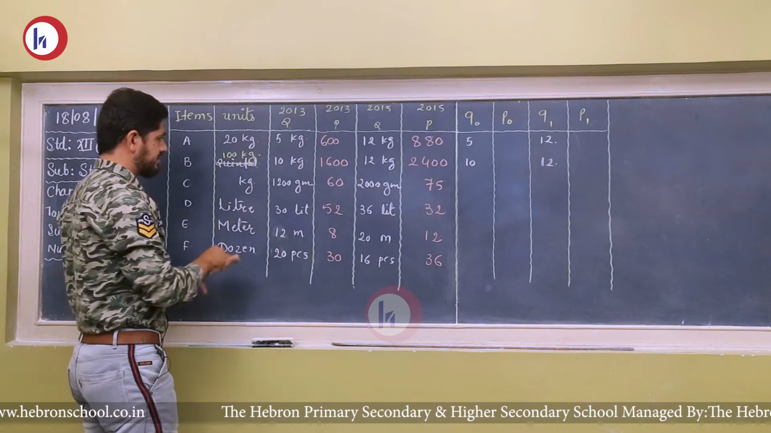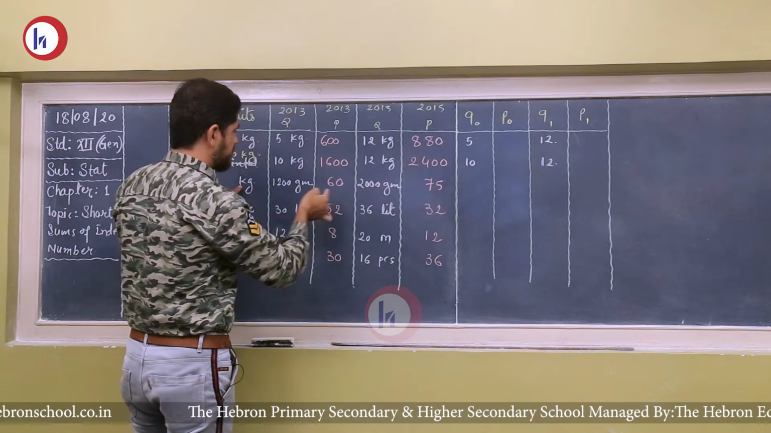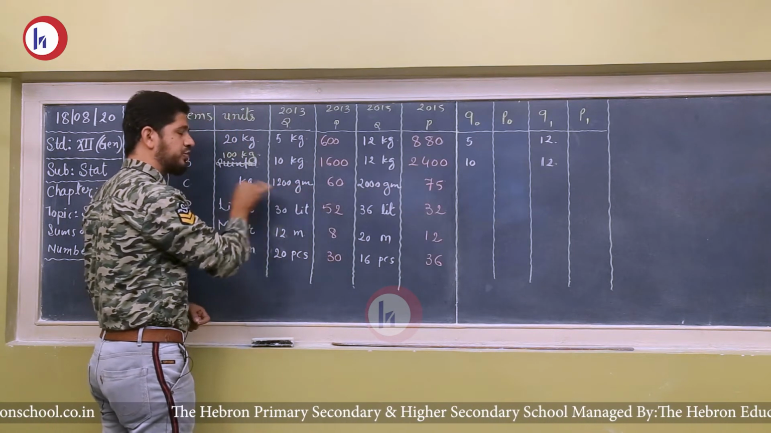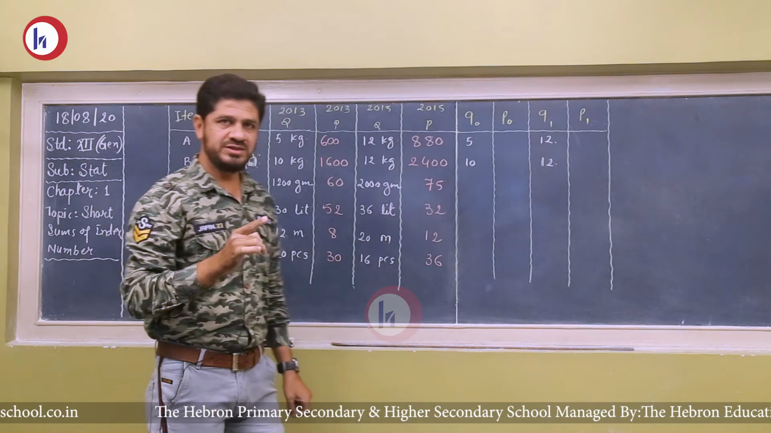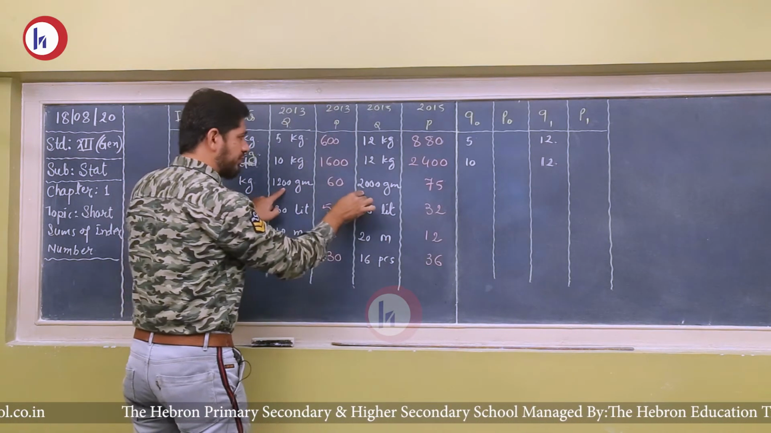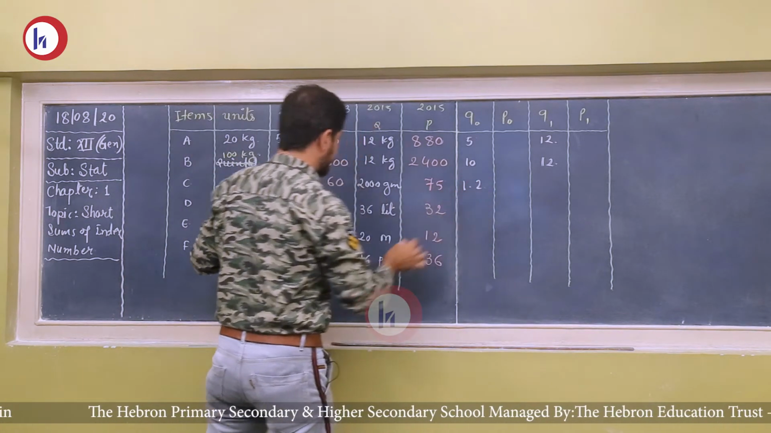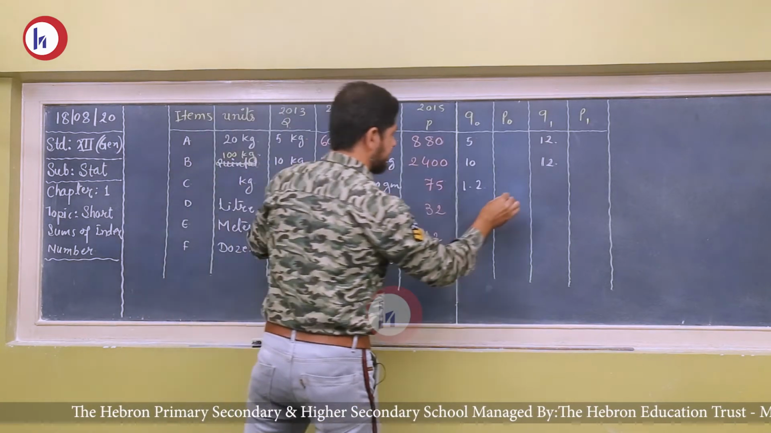Now the third one: kg, gram, gram. So we will convert the gram into kg. 1 kg is equal to 1000 gram. So we will divide these two values by 1000. If we divide it, we will get 1.2. And if we divide the 2000 by 1000, we will get 2.